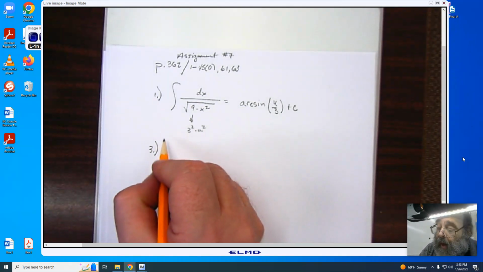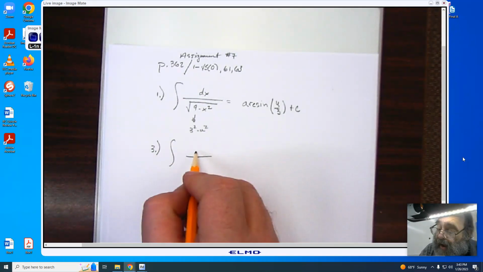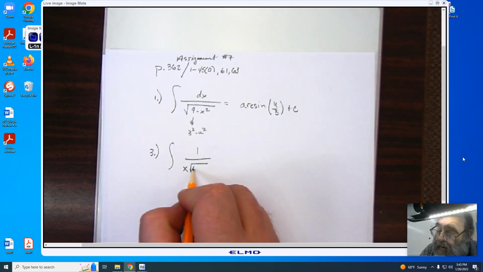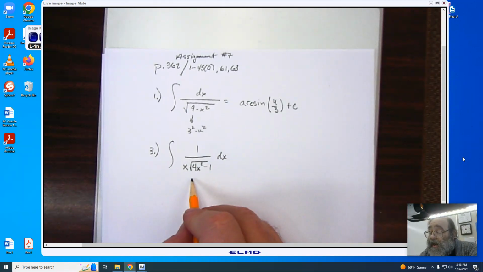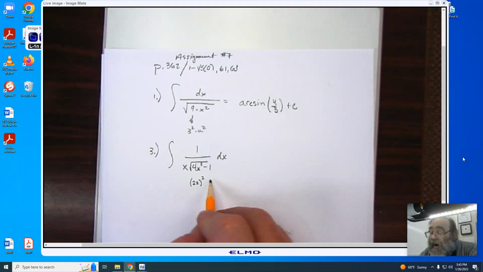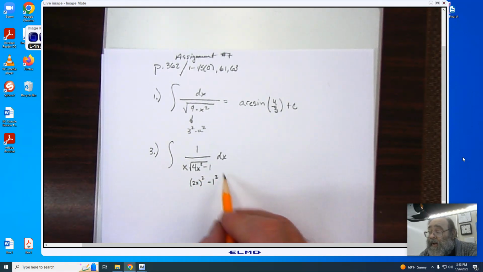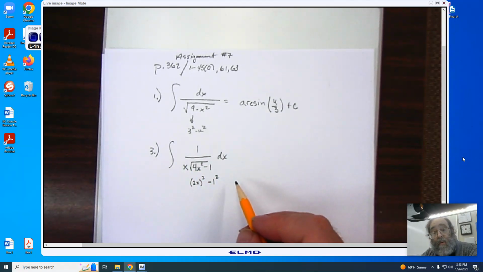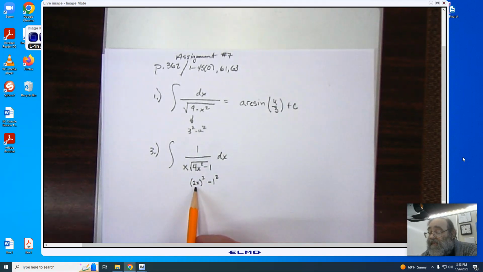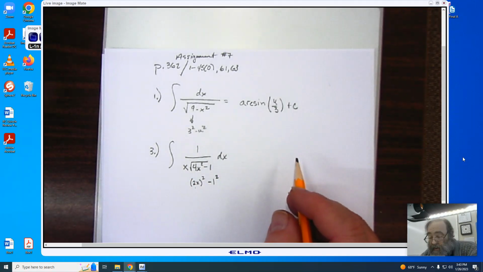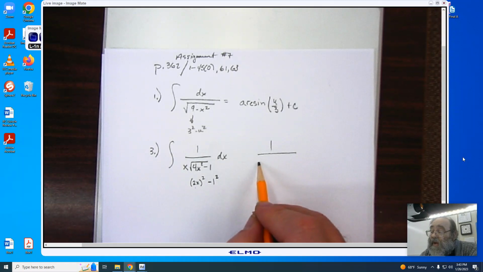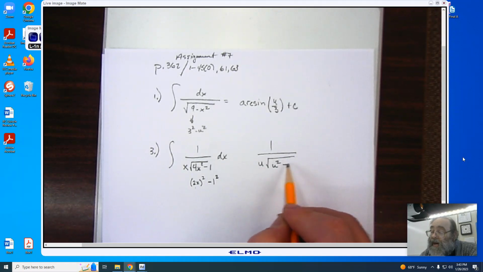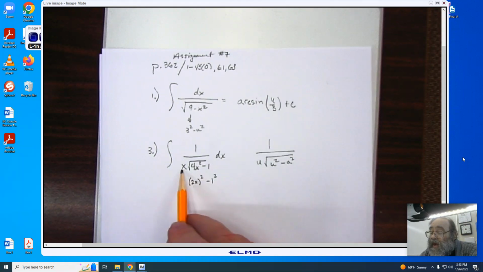So in number 3, I am looking at the integration 1 over x times the square root of 4x squared minus 1 dx. Now I'm looking at this as 2x, the quantity squared, minus 1 squared. And you'll notice that if I want my dx on top, I should have a 2 up there. Right? Look, what's the derivative of 2x? A 2. 2 dx. You'll also notice that according to my formula, I should have u times the square root of u squared minus a squared. I should have the same thing here.